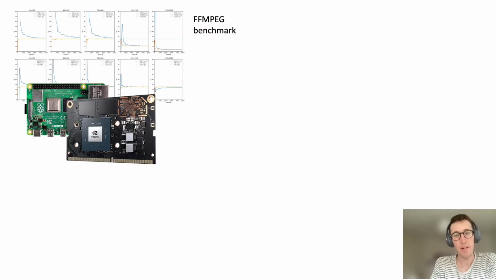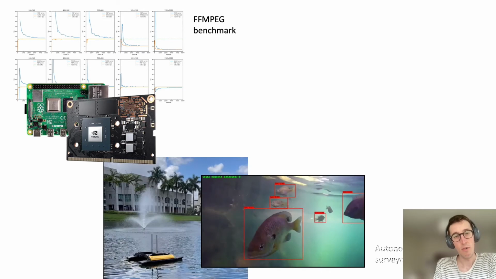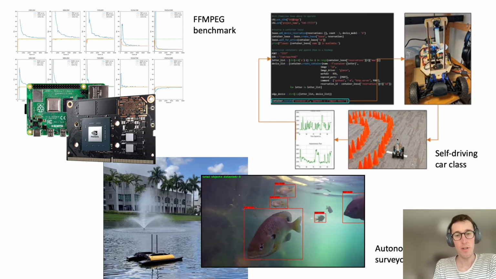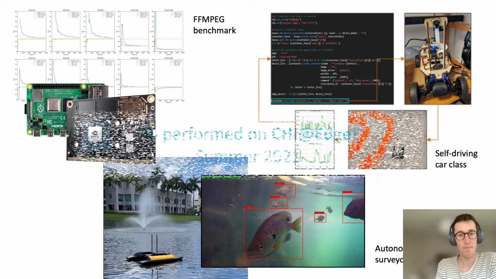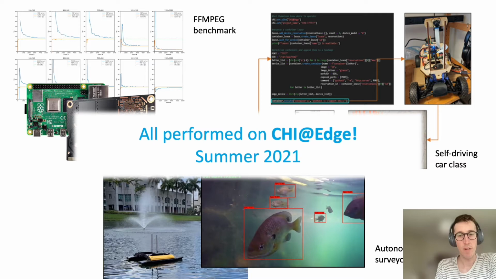For example, you can benchmark popular workloads such as FFmpeg across different device types to better understand bottlenecks in different application topologies. Or you could examine performance of an object detection model, in this case one that counts fish observed from a device located on an autonomous aquatic surveyor, in order to understand if and when to offload processing to the cloud. Or you could create entirely new education experiences, such as this class, which teaches students about fundamentals of self-driving cars using custom car rigs with an onboard device that controls the car's motors, given input from a front-facing camera. All of these have been performed already on Chi@Edge.